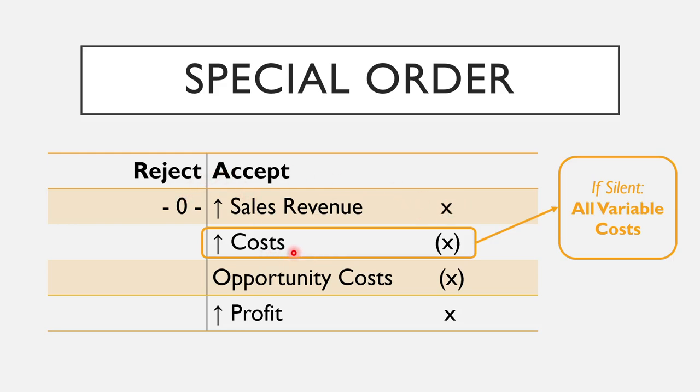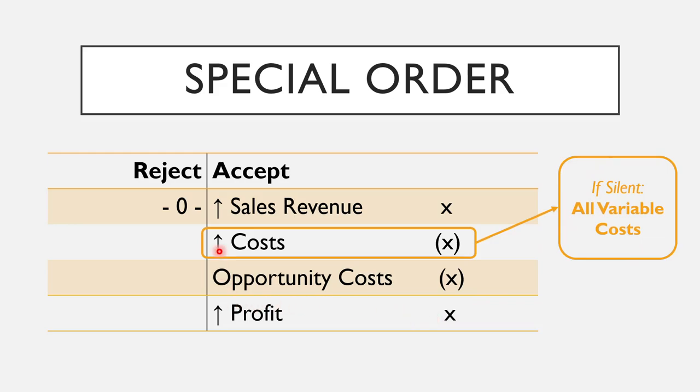Your cost will also increase if you cater the order. Take note, just look at the incremental cost. Yung bang mga cost na aangat dahil tatanggapin mo yung order. The cost that will be incurred only because you will accept the order. We call that incremental cost. When the problem is silent, the incremental cost would constitute only all the variable costs. Kapag silent yung problem, lahat yan ay variable cost lang.